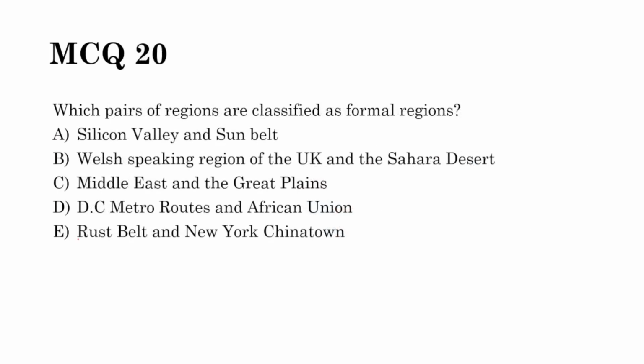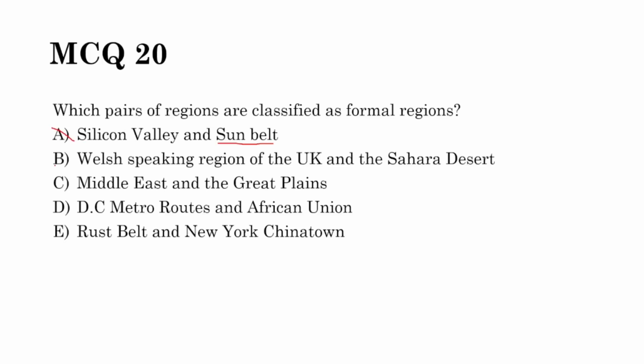20. Which pairs of regions are classified as formal regions? Let's go through all these individually here. So Silicon Valley and the Sun Belt, both of these are vernacular regions because perceptions can vary over where the Sun Belt or Silicon Valley starts or ends. I would say the Sun Belt more than Silicon Valley. The Sun Belt can vary depending on who you're talking to or what organization you're working with here. So that's going to make A incorrect here.